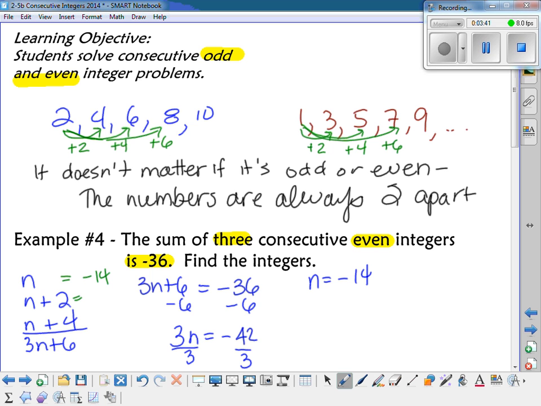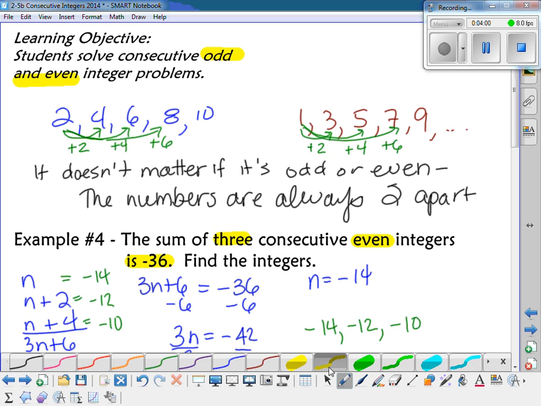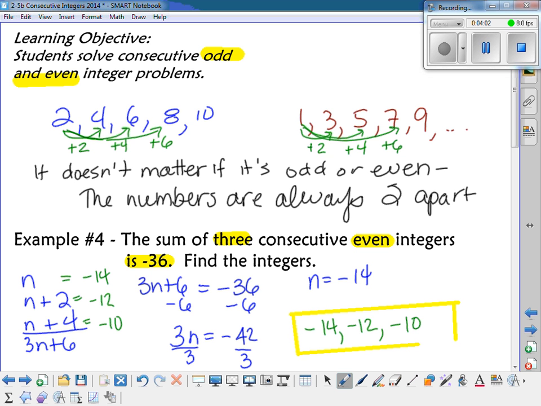When I go back to my original expressions and plug them in, I get negative 14. What's negative 14 plus 2? Negative 12. Be careful with negative numbers, it's like you're going backwards. And then I get negative 10. So the 3 consecutive even integers that add up to negative 36 are negative 14, negative 12, and negative 10. Any questions on what I did there?